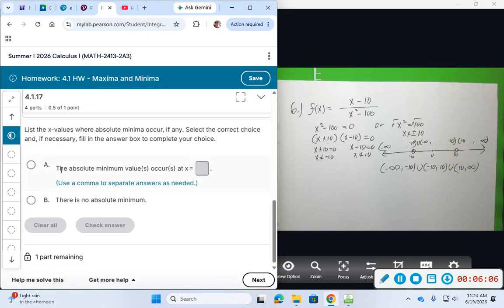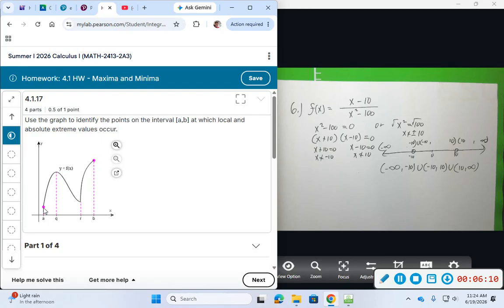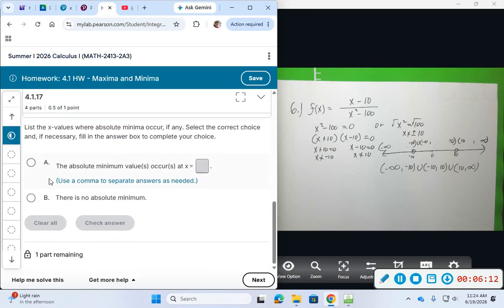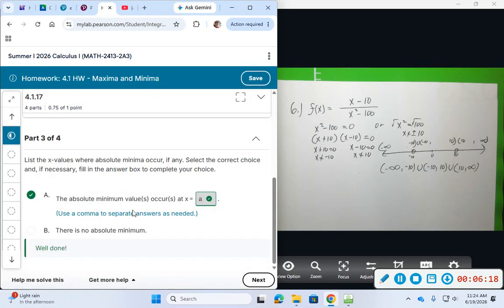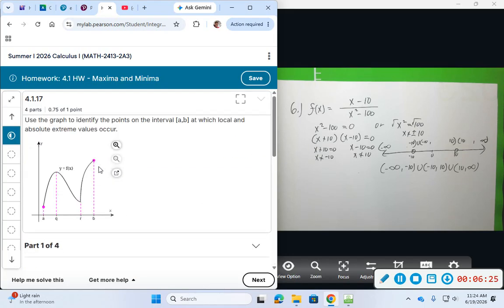All right, this one wants us to find the absolute minimum that would occur at A, the absolute lowest point. And then the absolute maximum, the absolute highest point, occurred at B, higher than any other point on the graph.